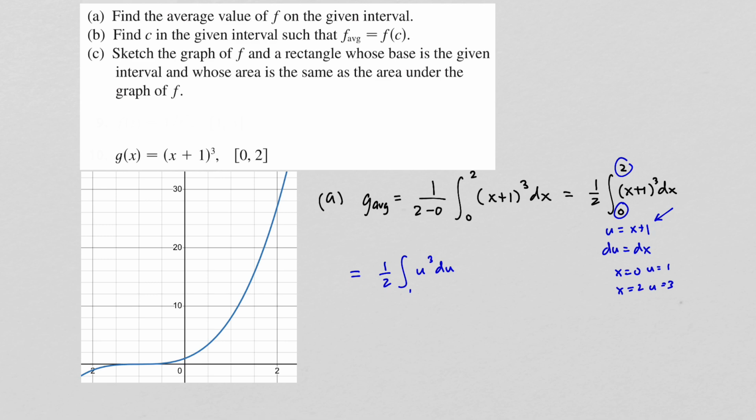So this becomes the integral from 1 to 3. So we have 1/2 times antiderivative is u to the fourth divided by 4 from 1 to 3. And this is going to be 1/8 times 3 to the fourth power minus 1 to the fourth power, which is 1/8 times 81 minus 1, which ends up being 10. Okay, so the average value of the function is 10.